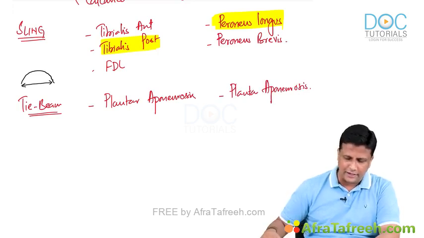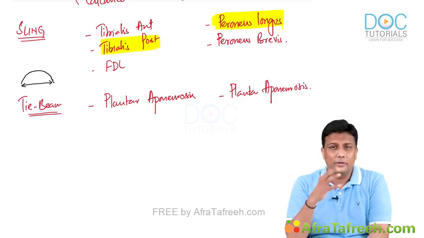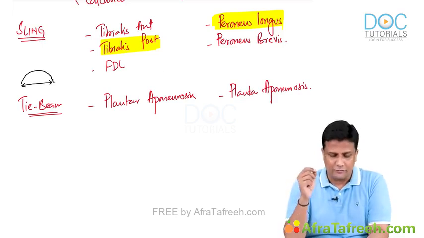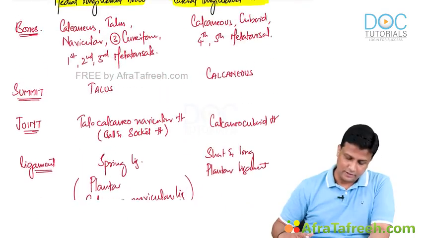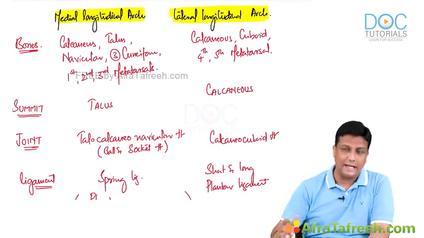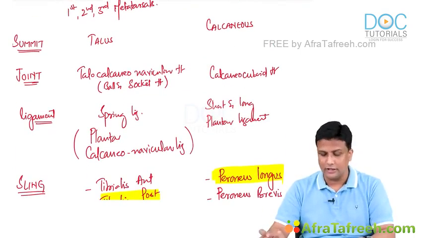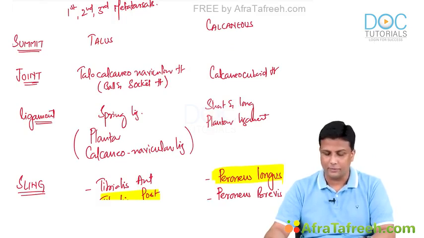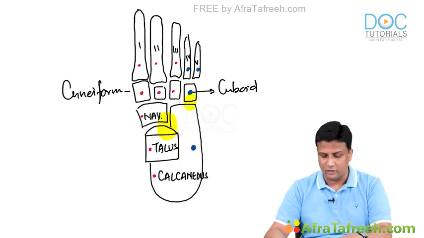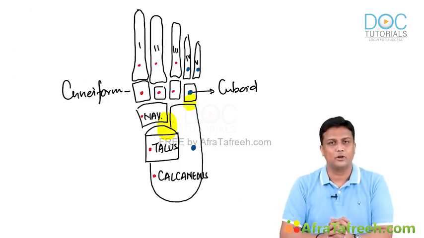So, I hope it is not at all a difficult topic. Unnecessarily, during our first year MBBS days, we get confused with the medial longitudinal arch, the lateral longitudinal arch, which bones, what is the summit and all. It's such simple terminology here, guys. All these are the structures involved in the formation of the medial and lateral longitudinal arches: the bones, the summit, the highest one, the main joint involved here, then the ligaments, then the sling, and finally the tie beam. I hope this makes the topic of the medial and lateral longitudinal arches easier, along with all the tarsal bones, guys. That's all. Done with this topic.